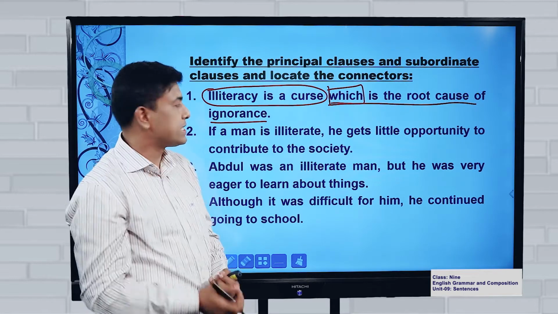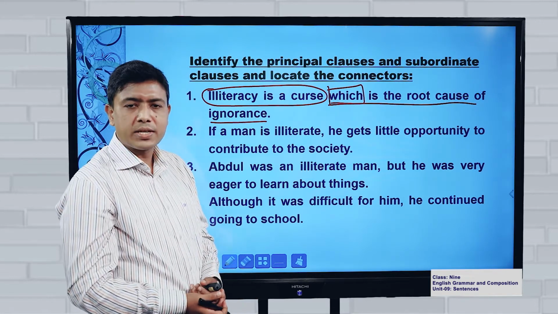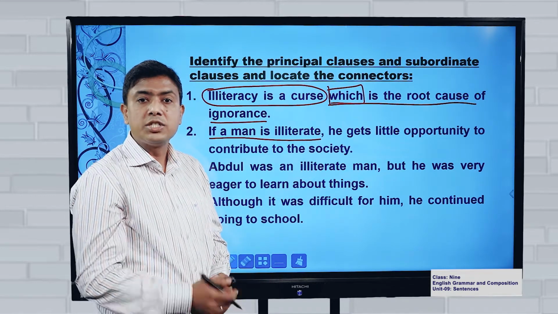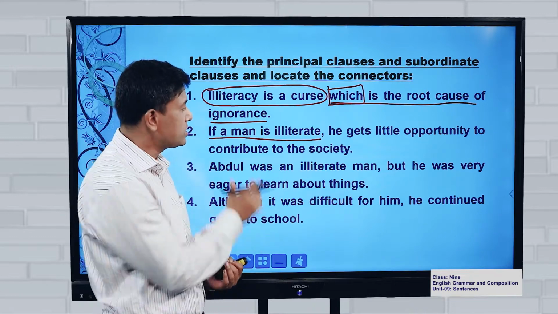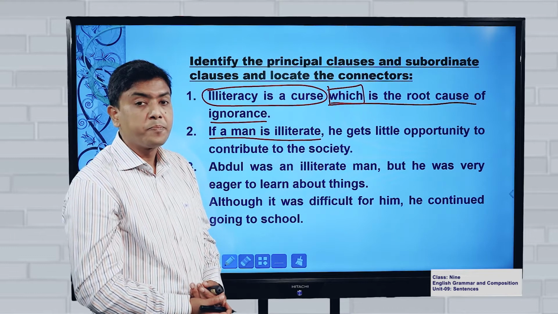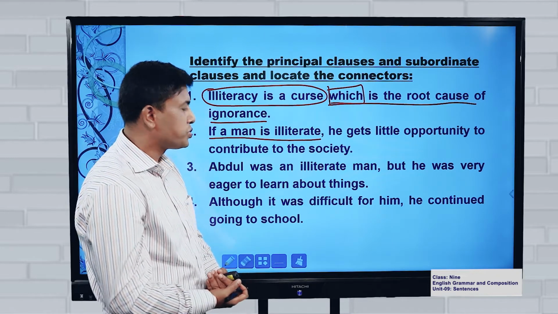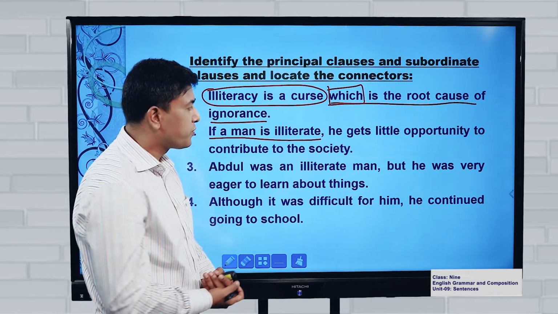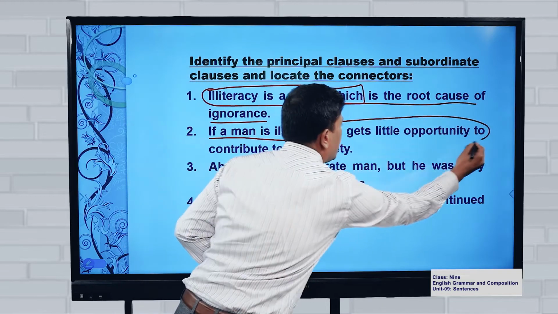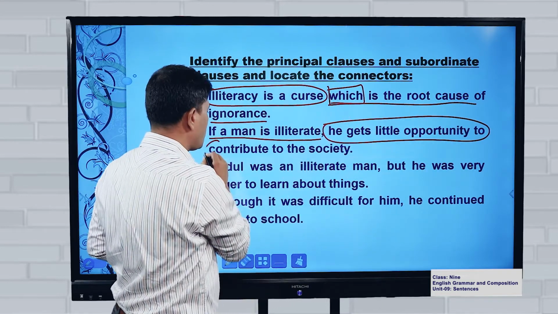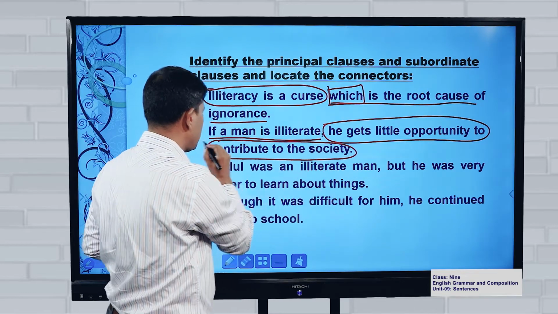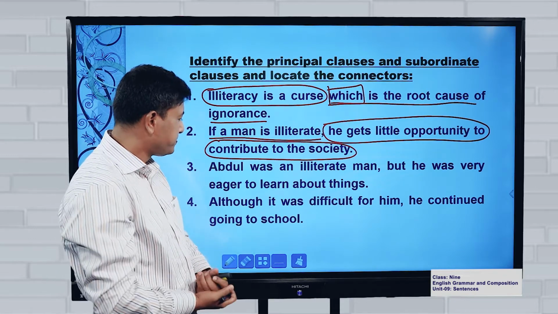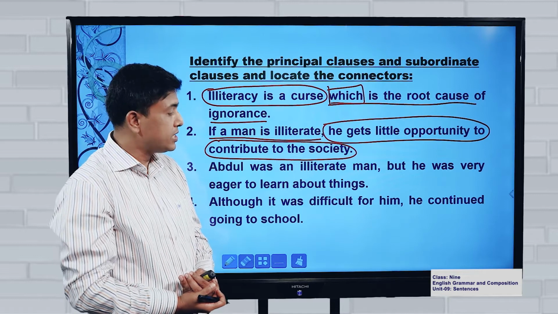Second sentence. If a man is illiterate, he gets little opportunity to contribute to the society. You can easily understand, if a man is illiterate is going to be the dependent or subordinate clause because it is not giving us a complete idea. But he gets little opportunity to contribute to the society is giving us a complete thought or complete idea. Therefore, this particular part is going to be our independent clause. Very easy.